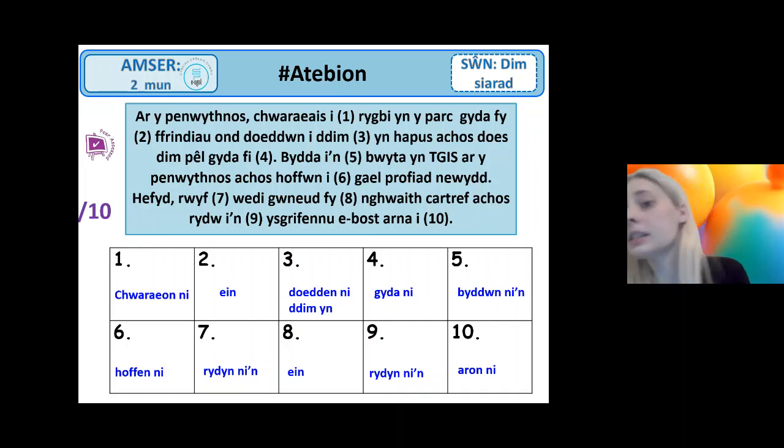So I can see some people typing in the chat again that they've managed to get it right. So that's really impressive for our first session as well.